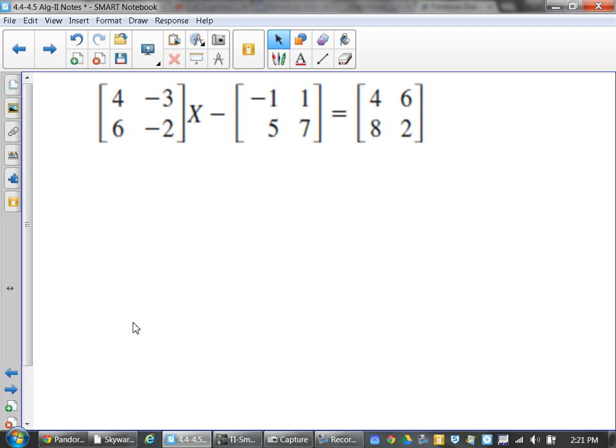We have to add. Correct. Take a look at what this is. If I write it out in terms of labeling the matrices, I have matrix A times matrix X minus matrix B is matrix C. Think about your order of operations you have to use to move things around. What would you have to do? I'll give you guys a second to write it out first. Sorry, I didn't mean to get ahead of you.